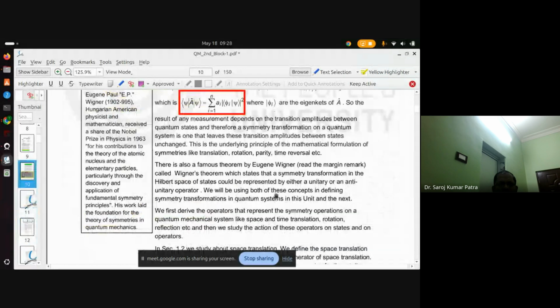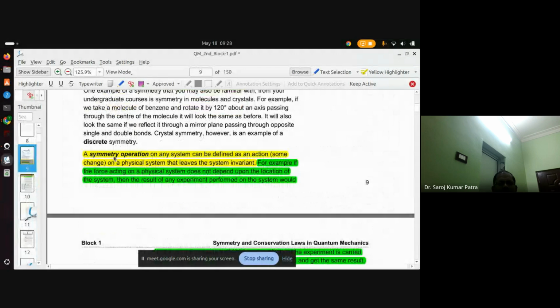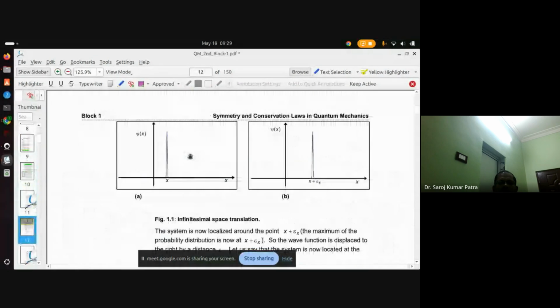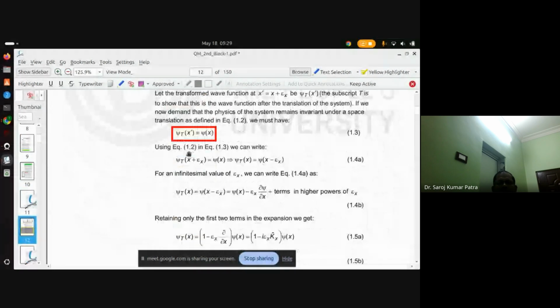What is symmetry? If you remember, a symmetry operation on any system can be defined as an action or change on the physical system that leaves the system invariant. So the system will not change. So here psi t x prime must be equal to psi x. Clear? Is it clear up to this point? Everybody with me?